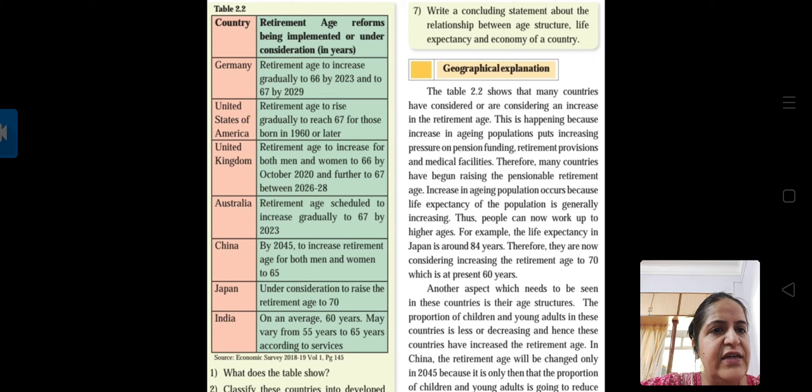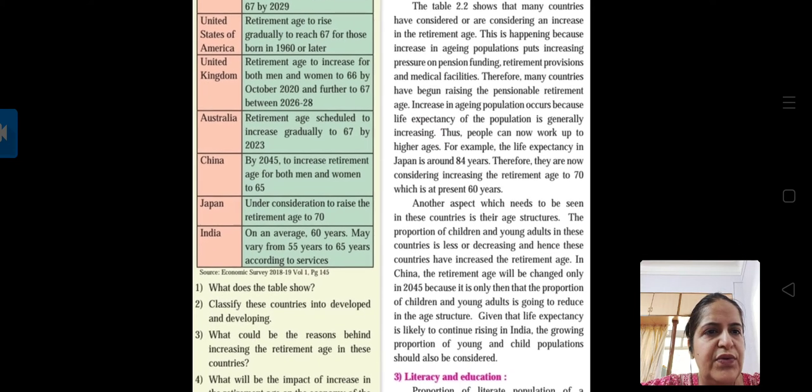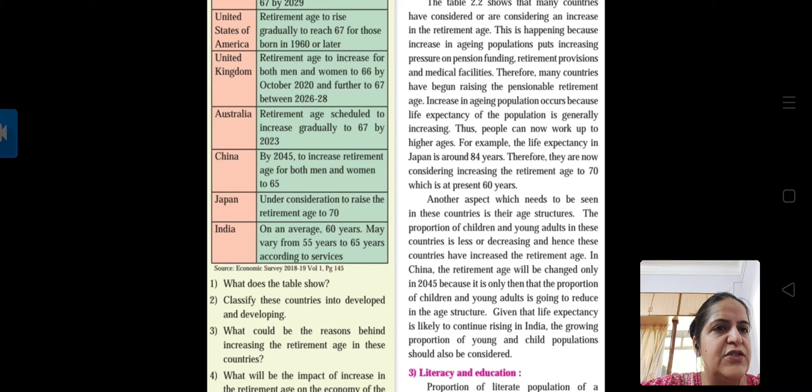In China, the retirement age will change only after 2045. Now there is a reason behind that also. Because it is only then that the proportion of children and young adults is going to reduce in the age structure. Now you have to elaborate on why China will increase its retirement age only after 2045. So you need to know these reasons, because it is only then that the proportion of children and young adults is going to reduce in the age structure.